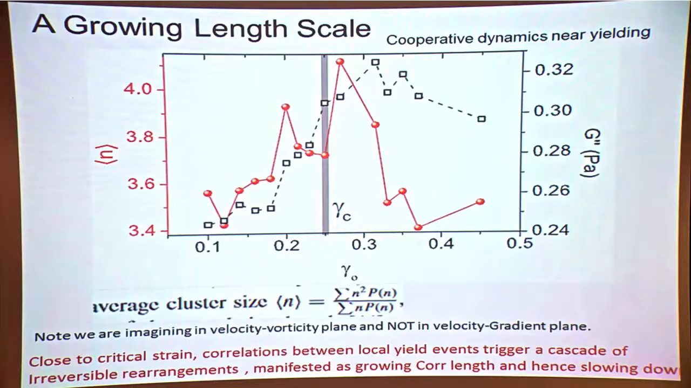And so we are taking a cutoff of those clusters in that domain. This is our handicap. And so we believe that this divergence should be much larger if we had done it in the velocity gradient plane. But within that experimental limitation, it is this. Probably that could be done more in simulations, not so easy in experiments. And this is what is happening: the correlations between local yield events trigger a cascade of irreversible rearrangements, which is manifested as a growing correlation length.